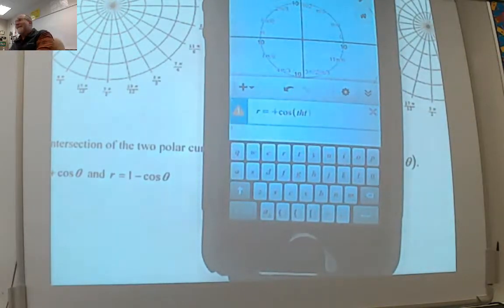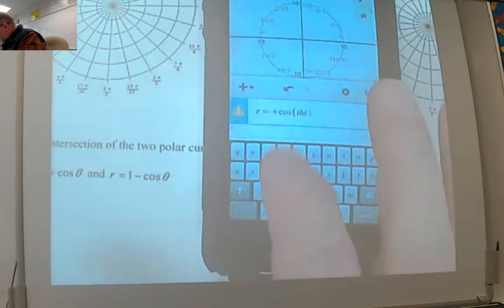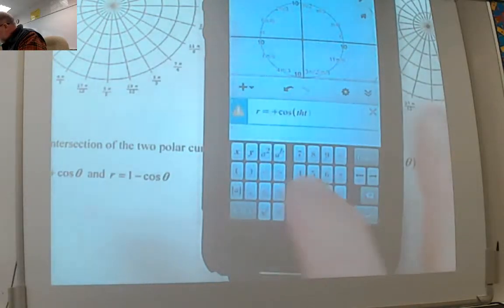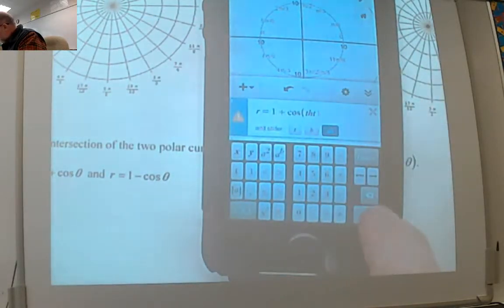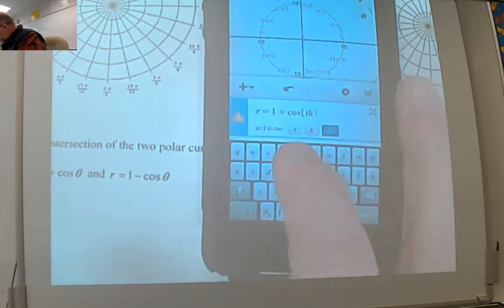Yeah, you forgot the 1 though. It's 1 plus cosine theta. Maybe this will be my new favorite app. Personally, I like Boggle.